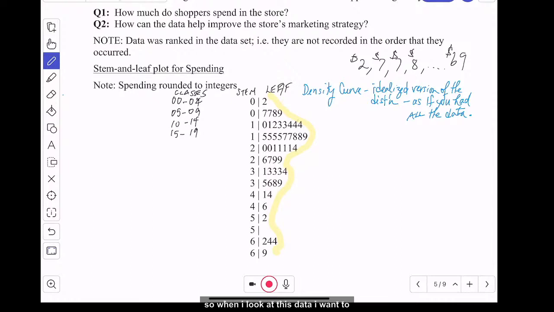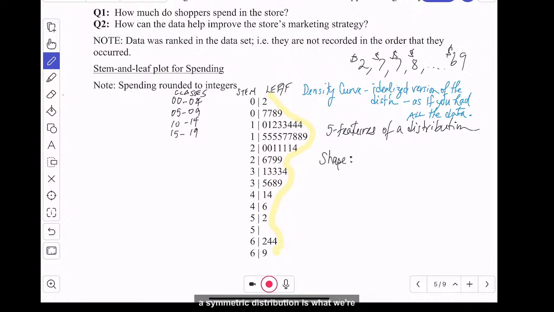So when I look at this data, I want to make some statements, some summary. And the way I do that is I use the 5 features. The 5 features include, first, shape. The shape of this distribution is asymmetrical. It's not symmetric. A symmetric distribution is what we're going to focus on soon, but this is known as a right-skewed distribution.